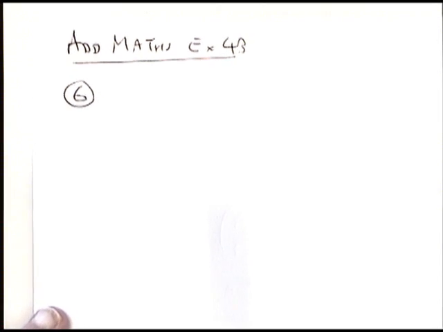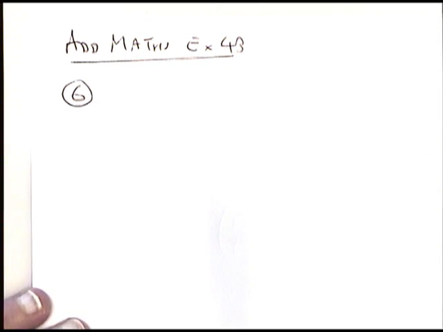Going now to do AddMaths, exercise 4B, question 6. It says 35% of the students in a particular school travel by bus. From a sample of 12 students chosen at random, find the probability that only 2 travel by bus.